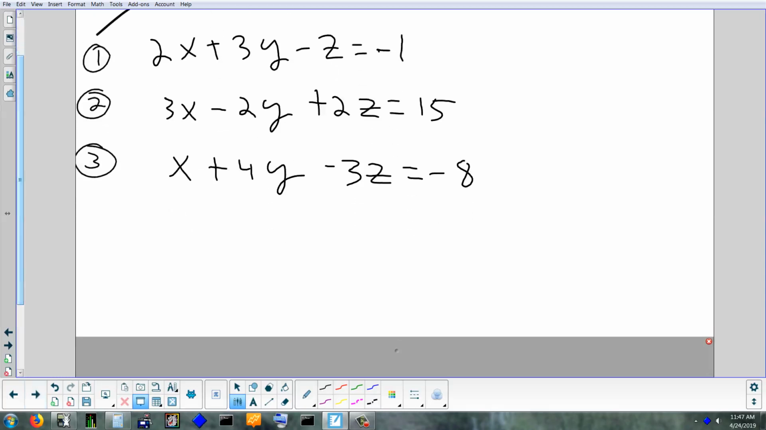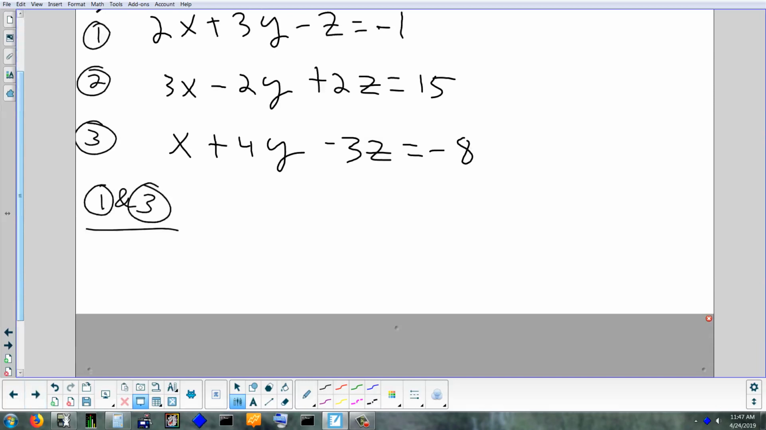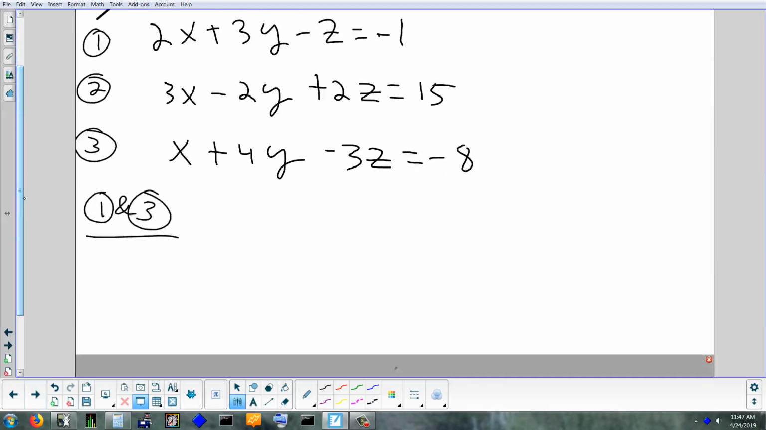So I'm going to use in this first step equations 1 and 3. When I write a number and circle it, it means it's an equation. So using equations 1 and 3, I'm just going to copy them down. Now, if you're going to copy everything down as you do it, it's going to take up a lot more space. But I think for me, it's the easiest way to do it. 2x plus 3y minus z equals -1. And x plus 4y minus 3z equals -8.